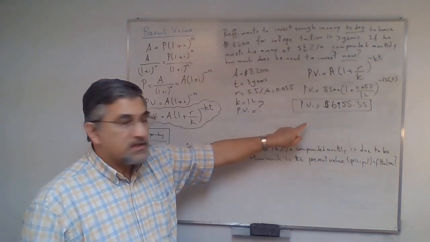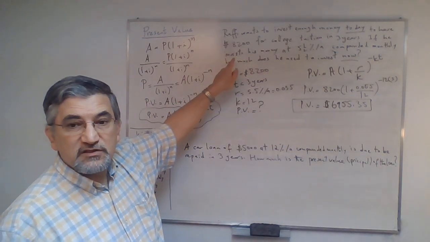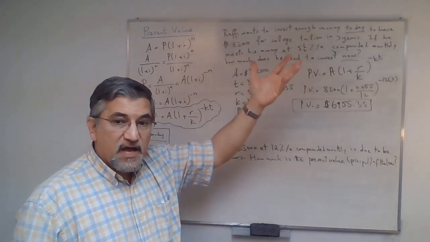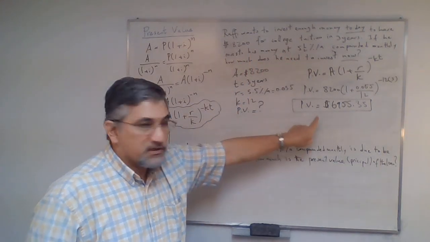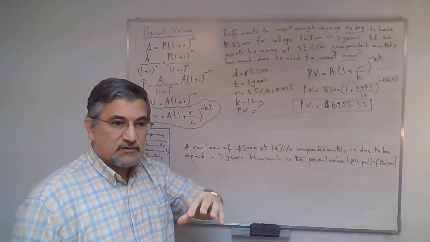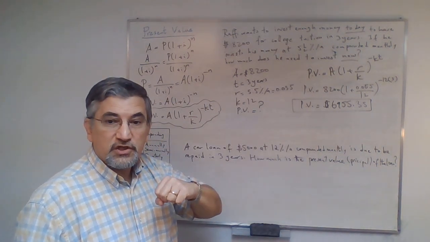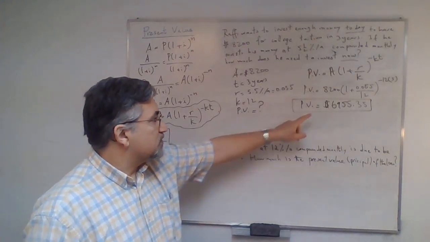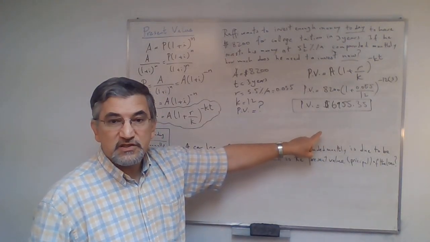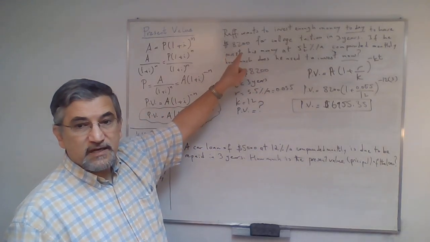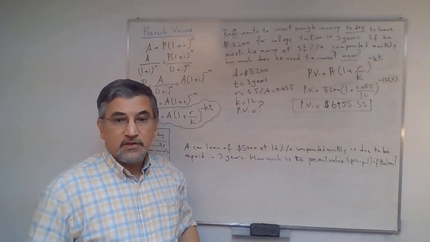$6,955.35. That means the value of that $8,200 down the road in 3 years, the value of that today is this much. But this much money will definitely stay in the account and earn interest. Eventually, it will become $8,200. So this is the amount that Rafi needs to have in his account today so that he will have $8,200 down the road in 3 years.